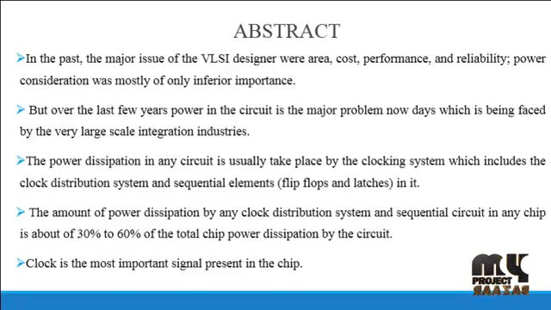The power dissipation in any circuit usually takes place in the clocking system, which includes the clock distribution system and sequential elements such as flip-flops and latches. The power dissipated by the clock distribution system and sequential circuits in any chip is about 30% to 60% of the total chip power dissipation.